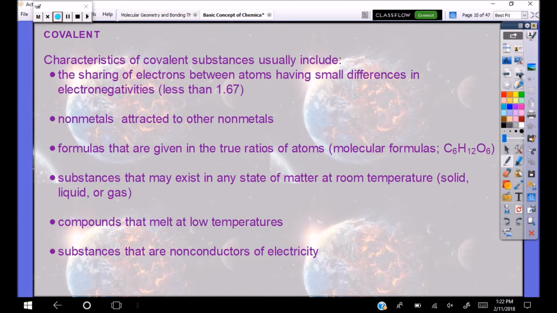These can exist in any state of matter at room temperature, solid, liquid, or gas, and they typically melt at low temperatures, and they do not conduct electricity very well. Like I said, the bulk of this unit is dealing with covalent. One other thing we have to look at is that there are subcategories of covalent, polar and nonpolar. We'll look at that when we get to our electronegativity values.